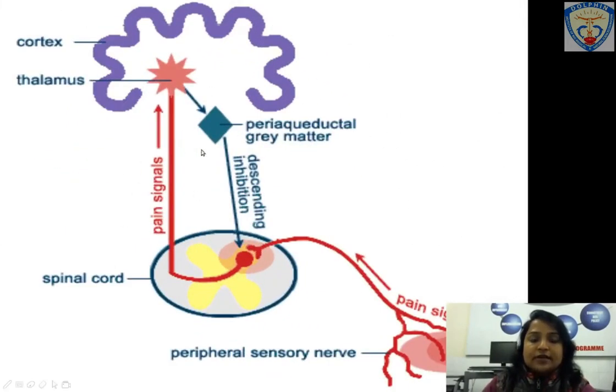You can understand this with this diagram: pain signals are carried towards the dorsal horn of the spinal cord. From the spinal cord it is moving upwards, meaning it has crossed that segmental level. It is moving towards higher centers. When this pain signal reaches the thalamus, there is activation of the periaqueductal gray matter, the descending pain pathway is activated, and pain is inhibited at the spinal cord level.